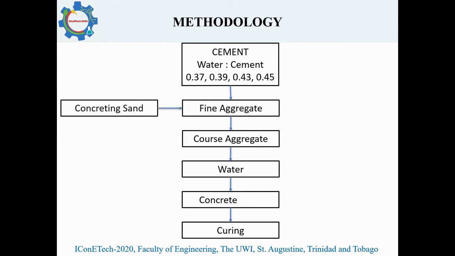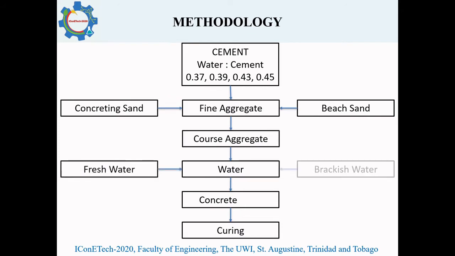The fine aggregate was either concreting sand or beach sand. The mixed water used in the cement mix was either fresh water or brackish water, and the water used for curing the concrete mix was either fresh water or brackish water. The combinations of fine aggregate, mixed water, and curing water used in concrete mix design are as follows.